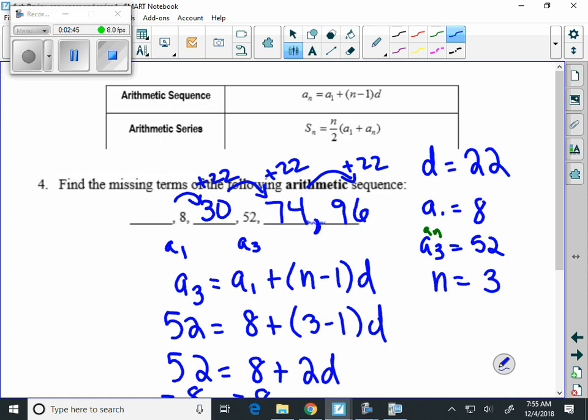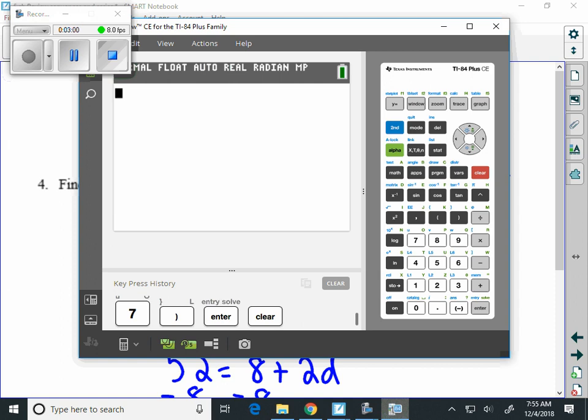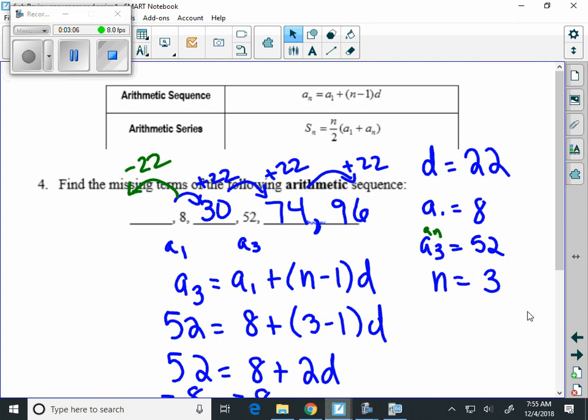So when we went to the right, we added those values. When we go to the left, and change colors here, we're going to subtract 22. And don't hesitate to use your calculator if you need to. It's going to be 8 minus 22, and 8 minus 22 gives us negative 14.